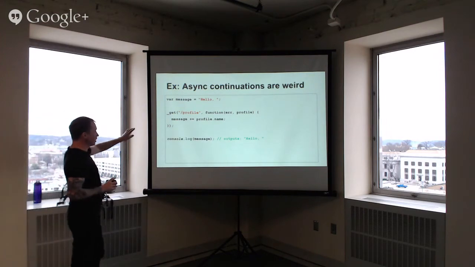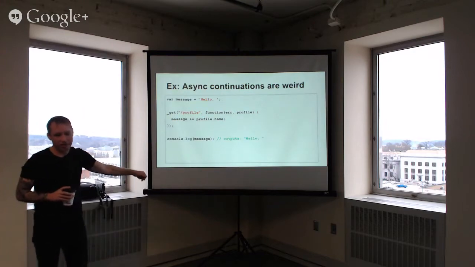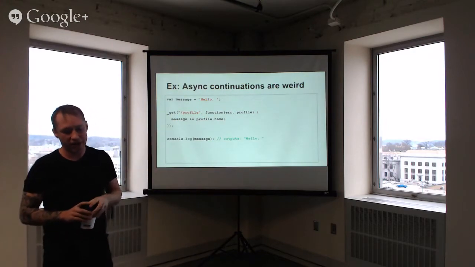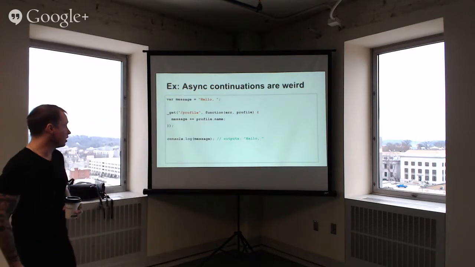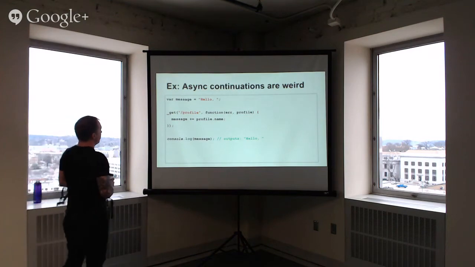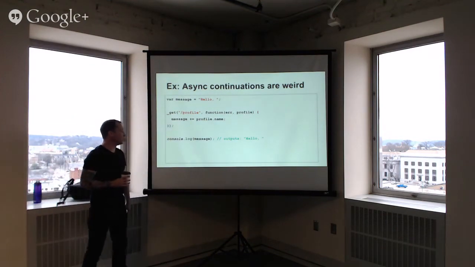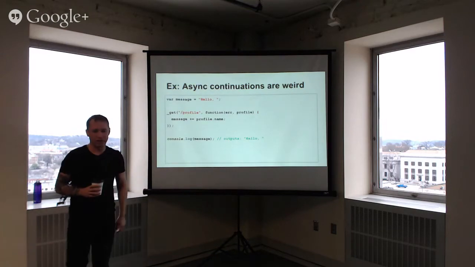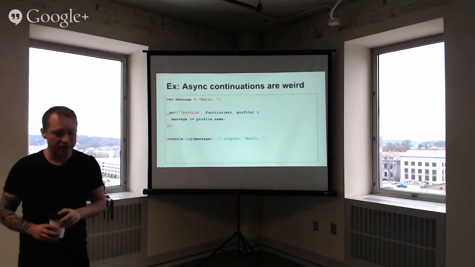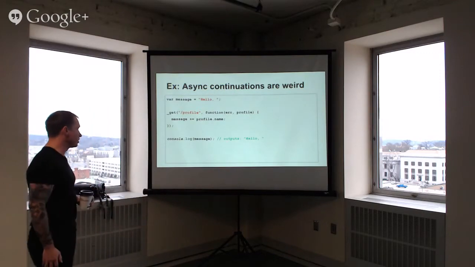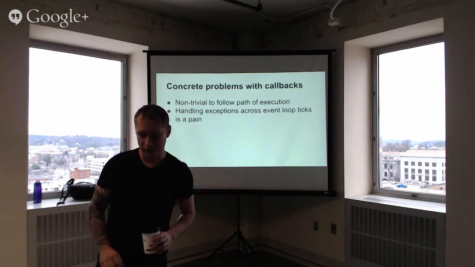We have all made this error where we have a synchronous variable definition at the top of, say, the outer scope, and then we do a console.log of message, and what we get is hello, because this stuff happens on tick one of the event loop, and this happens on some future tick of the event loop. So the assignment, message plus equals profile name, happens long after console.log message has output something. And that's kind of a pain when you're first coming into the language.